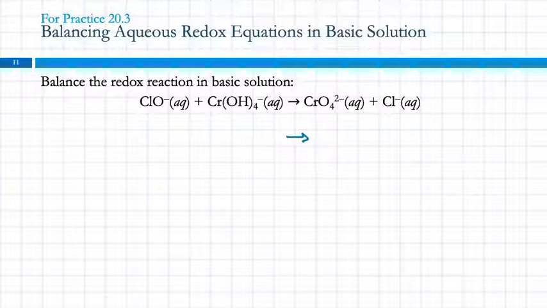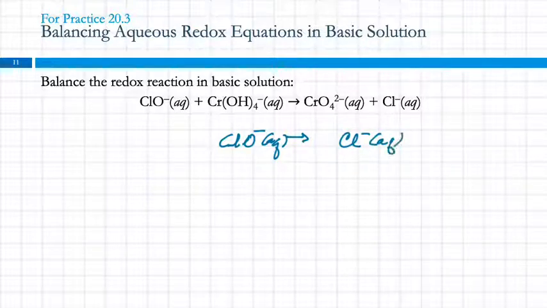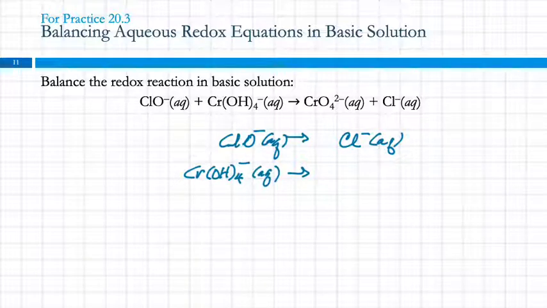Well, there's the ClO minus, aqueous, and that looks like it should pair up with the Cl minus on the other side. And then I've got CrOH4 minus and CrO4 2 minus. I'm just picking the reactant and product that look the most alike, that have the most common elements. So I'm going to put the 2 chlorine ones together and the 2 chromium ones together.